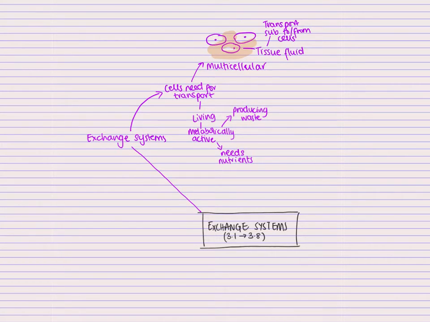Now this tissue fluid is super duper important because in multicellular organisms, the central cells of the body are too far away from the surface. And that means that in most cases, diffusion is not suitable as a transport mechanism.